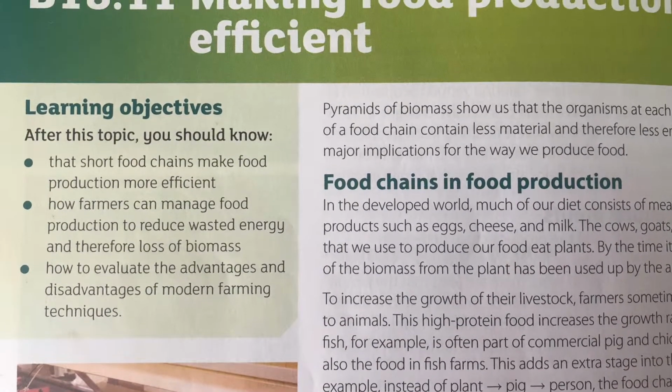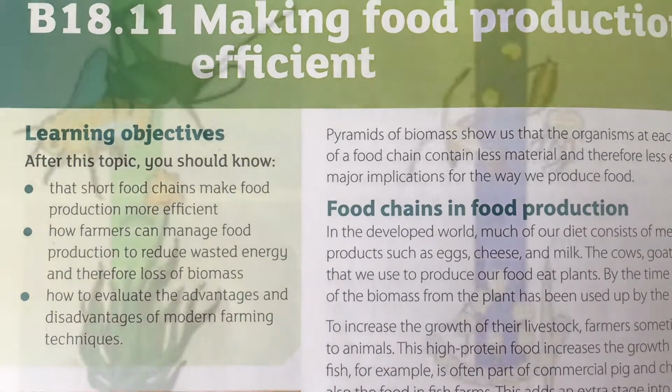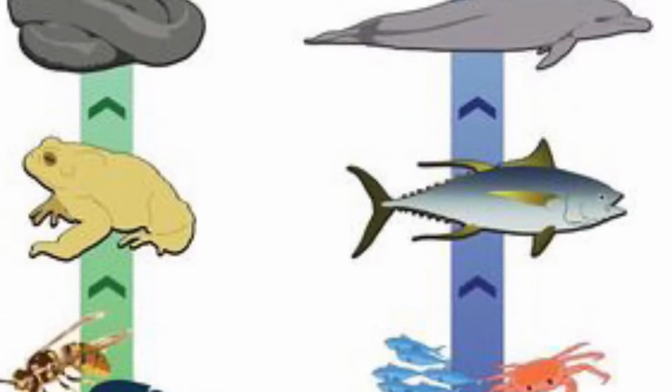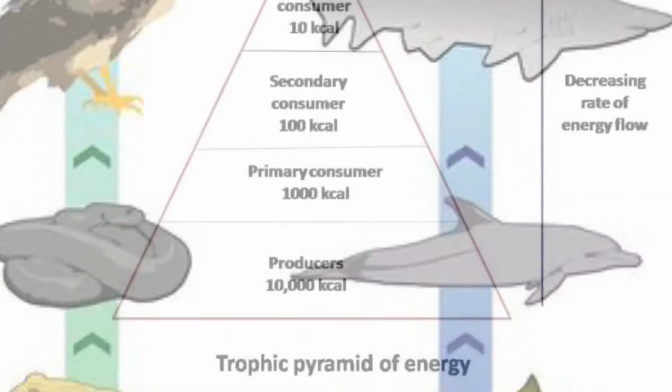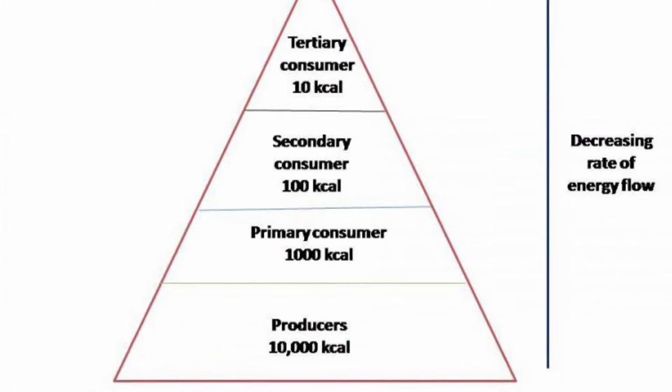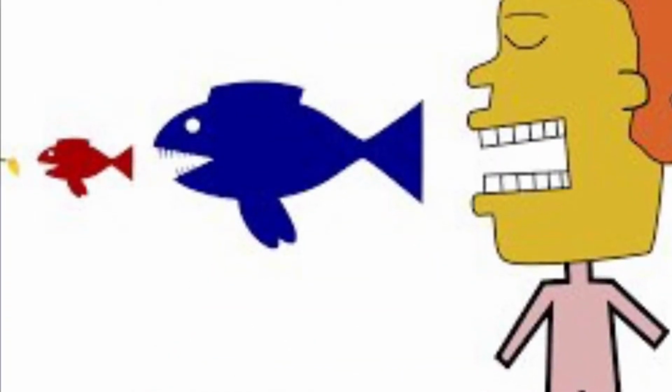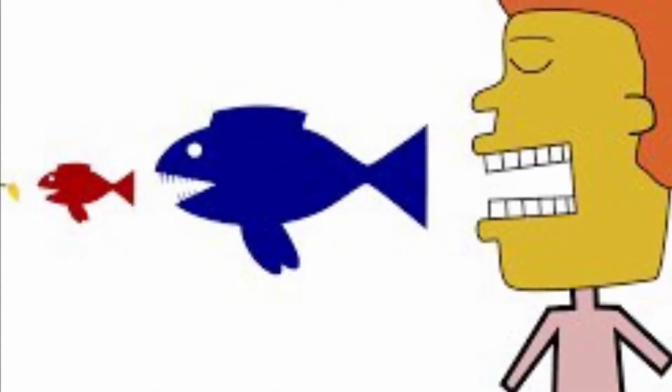18.11, making food production efficient in GCSE. And this is a very short lesson because we've already described how shorter food chains make food production more efficient. We've already said that reducing the number of stages in a food chain could dramatically increase the efficiency of our food production. But there's other things we can do.